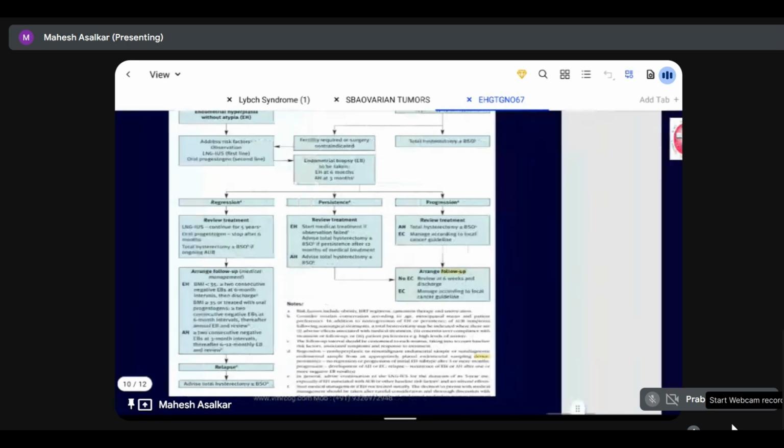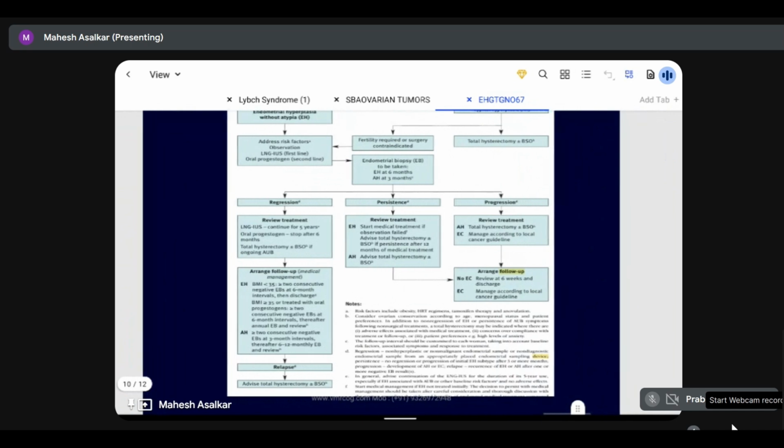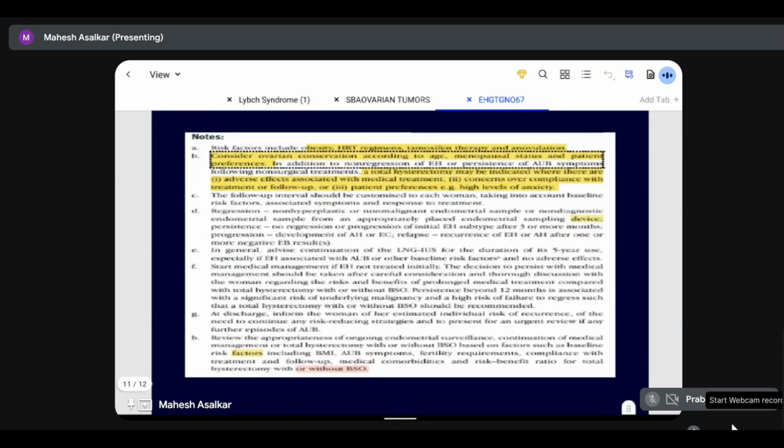Now in the lower side there are certain notes. Those notes are also important, so I have made a separate slide for those notes, out of which point number B and point number F are very, very important. I will just read those. First, point number A mentions that the risk factors for endometrial hyperplasia are obesity, HRT regimens, tamoxifen therapy, and ovulation. These are the high risk factors one needs to think of. Okay, we need to address these factors.